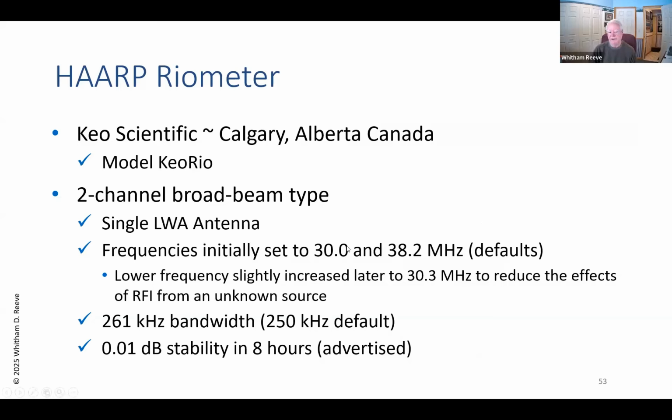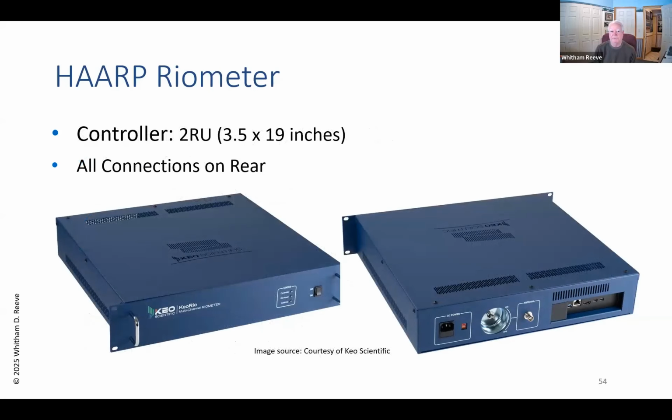The frequencies were set initially to 30.0 and 38.2, and we later adjusted that lower one for RFI up to 30.3. They operate at a nominal 250 kilohertz bandwidth, and the advertised stability of this unit, which we have not verified, is 0.01 dB stability over an 8-hour period. And that's pretty phenomenal when you think about it. It's pretty hard to make a receiver that does that.